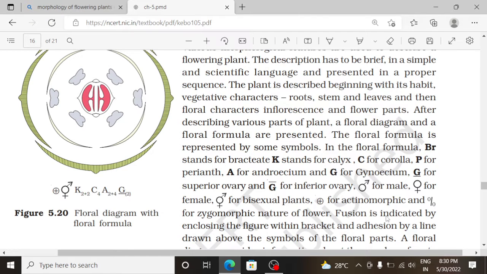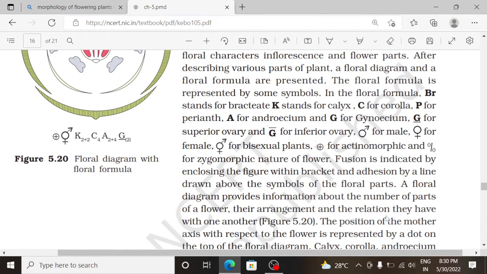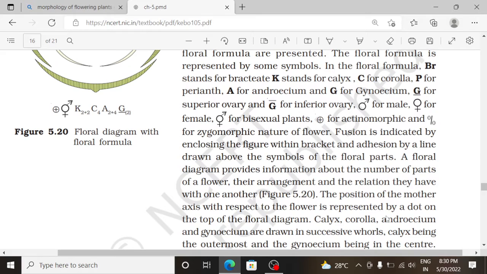The floral formula is represented by some symbols. In the floral formula, Br stands for bracteate, K stands for calyx, C for corolla, P for perianth, A for androecium, G for gynoecium. G with a line below it, the underline at the base of G, is for superior ovary, and G with a line above it is called inferior ovary. Then there are symbols for male, for female, and for bisexual plants, and for actinomorphic and zygomorphic nature of the flower.